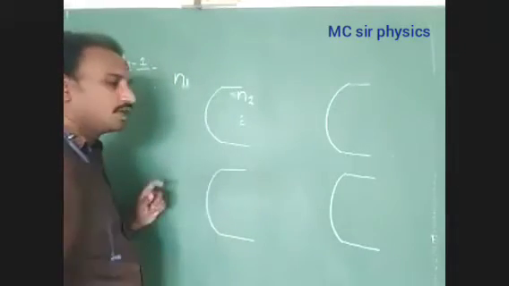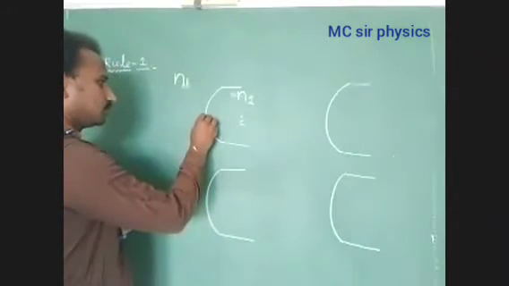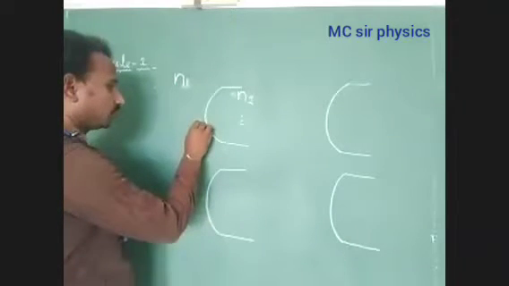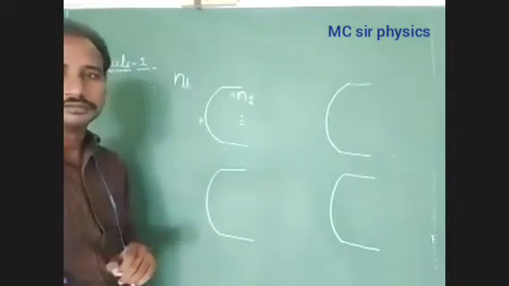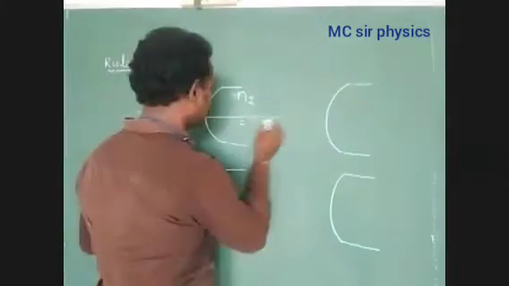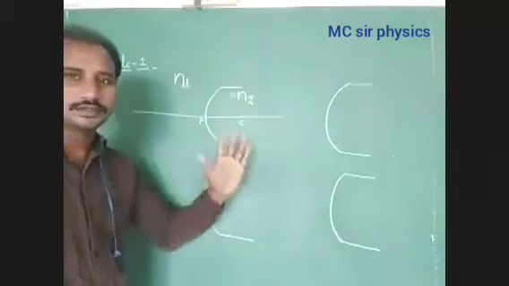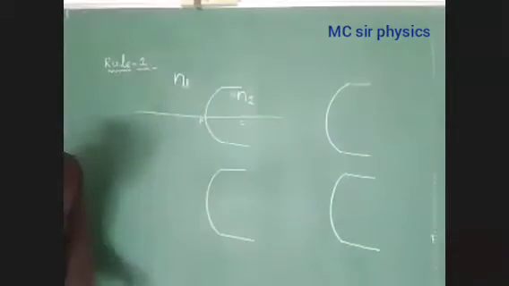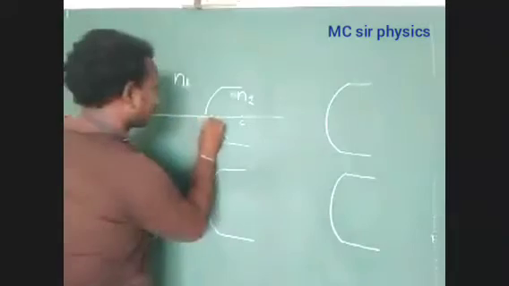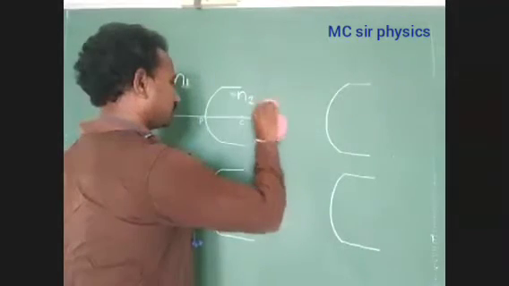Next, we have to imagine one reference line. First, we can identify the midpoint of this curved surface, the pole P. Draw one reference line. This reference line is passing through the pole and center of curvature. Just identify the straight line through the pole and center of curvature.